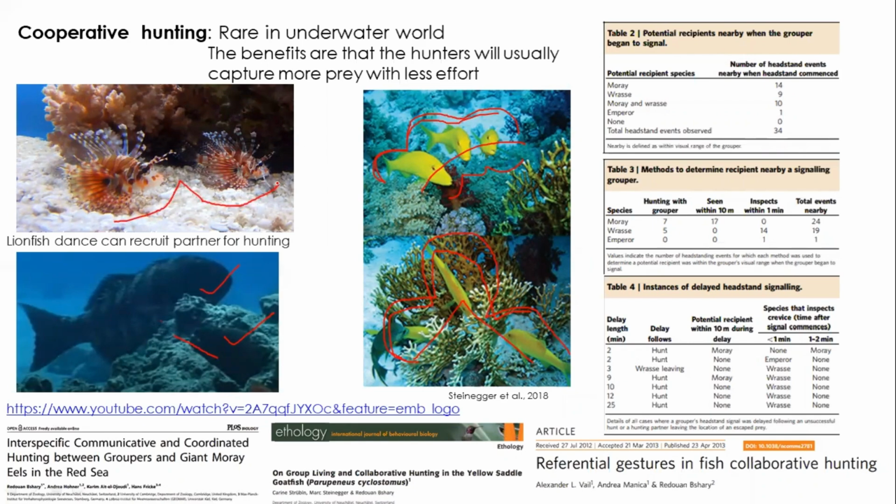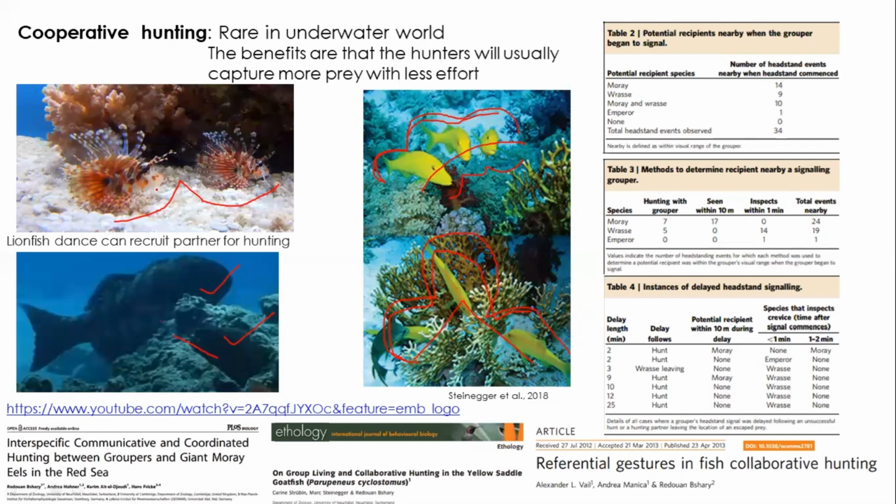And how do they do it? When I say cooperative hunting, the first thing that comes to mind is how do they interact? Because for any cooperative hunting you need to communicate. Otherwise, how will groupers or eels know when to catch the prey, right? In 2013 there was a very excellent article called referential gesture in fish collaborative hunting. Again, you can see on my screen, it says that they use head signals, called headstand signaling. Headstand signaling means you move your head and indicate to your partner.